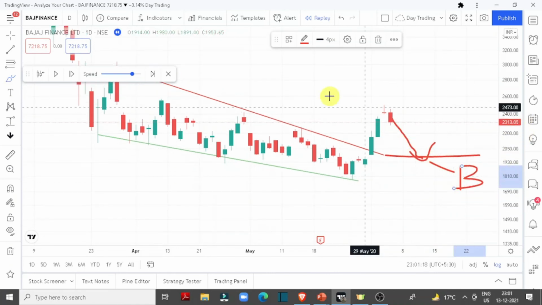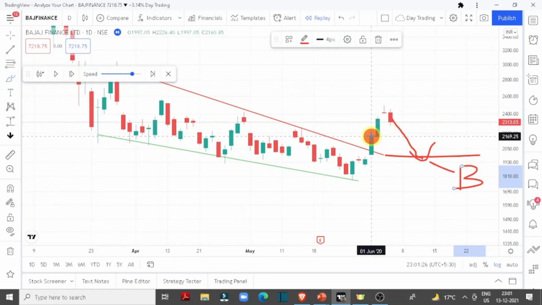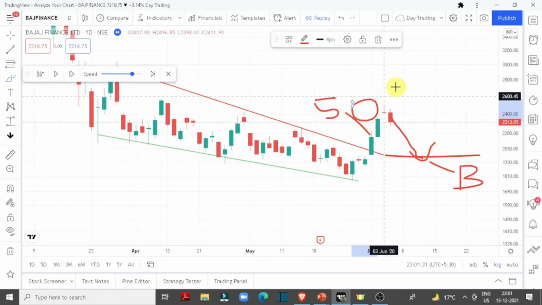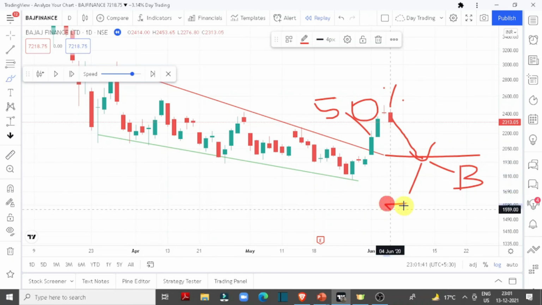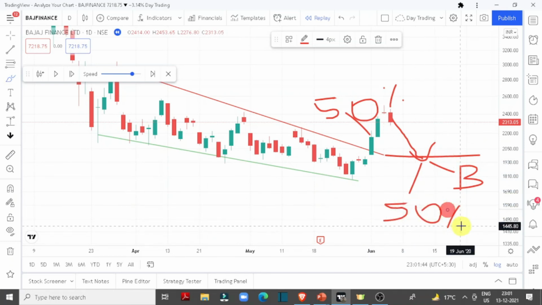So what some people do is that they buy 50% at this point when the breakout happens, 50% at this level, right? And if after this the stock takes a pullback or a throwback, then after the throwback happens, they buy another 50% and they complete their full position. So some people use this strategy as well.